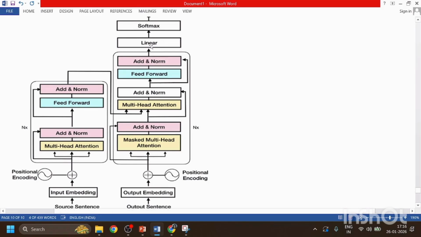Okay, so this is the basic summary of the decoder. First, this layer, masked attention, prevents cheating. Second layer, this is encoder-decoder attention, brings the context. Okay, and here the feed forward network refines the representation, and linear and softmax convert the vector into words.